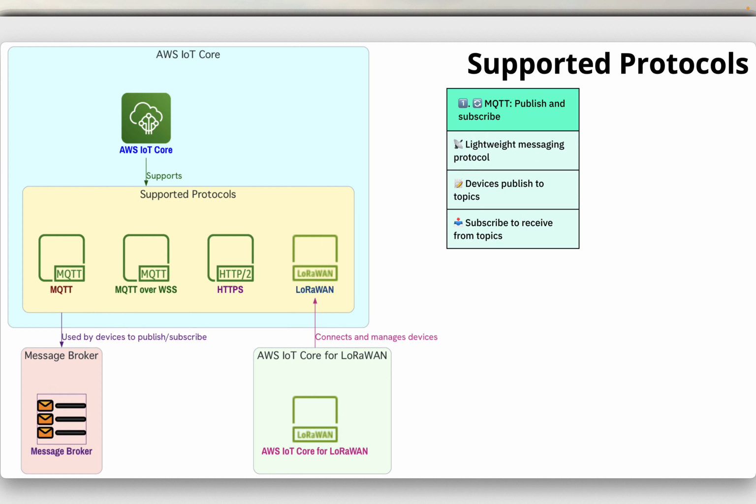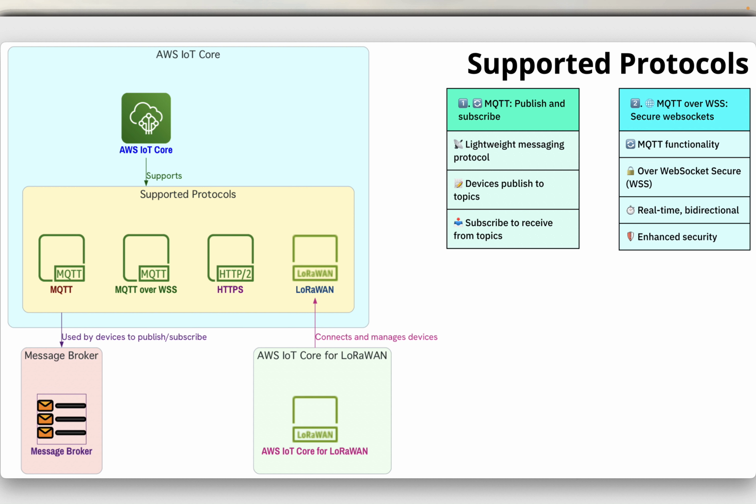Supported protocols. First one, MQTT, message queuing and telemetry transport, which is a lightweight messaging protocol that allows devices to publish messages to a topic and subscribe to receive messages from topics. MQTT over WSS, which is for secure web sockets. This protocol provides the functionality of MQTT over WebSocket Secure WSS, which allows for real-time bidirectional communication with enhanced security. So socket is something like a bidirectional tunnel and secure means it will be secure. So communication will be secure.